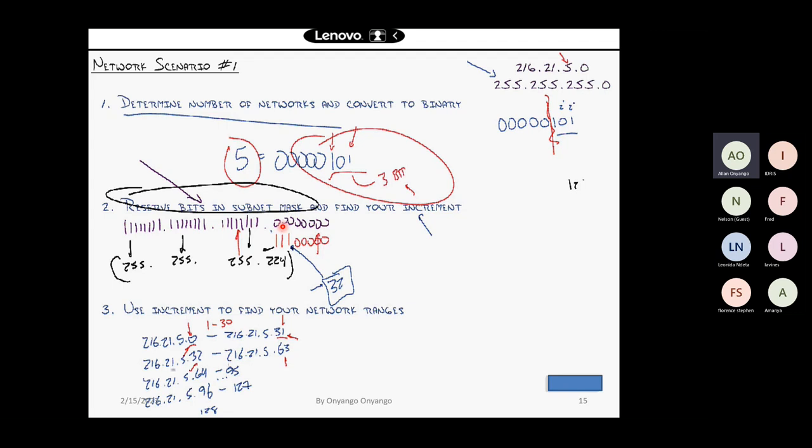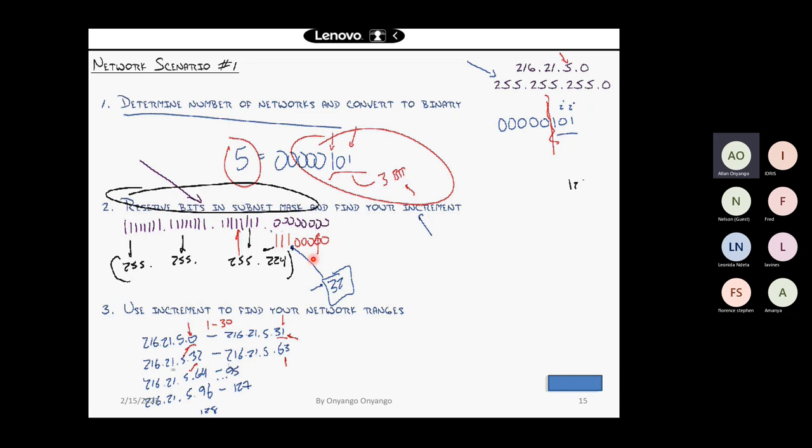Why am I insisting? Because when we'll be reserving now, we'll reserve from right to left. So from borrowing, you borrow from left. So from left to right, so you just need to count 1, 2, 3. So the first 3 zeros from left, you convert them to ones, and there are 3 ones. And the remaining 5 zeros, they remain zeros like that. So borrowing is from left of the host portion to right. So 1, 2, 3, convert them to ones, and the rest, let them be zeros.